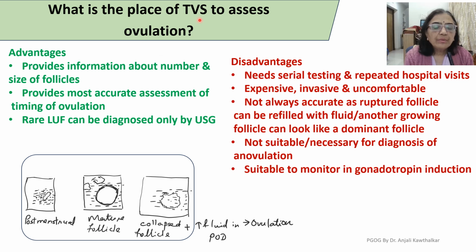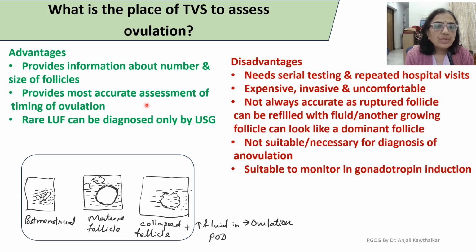Now, what is the place of transvaginal ultrasonography to assess ovulation? Transvaginal sonography, its advantage is it provides information about the number and size of follicles. Especially whenever we are treating a woman for anovulation, this is the best way to gain the information: how many follicles are developing and what is the size of follicles.